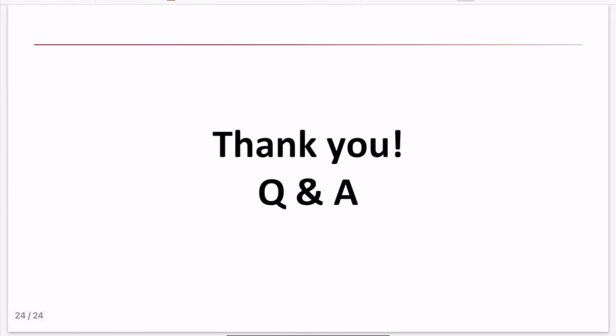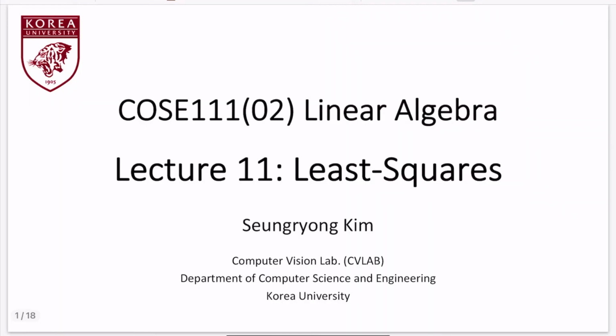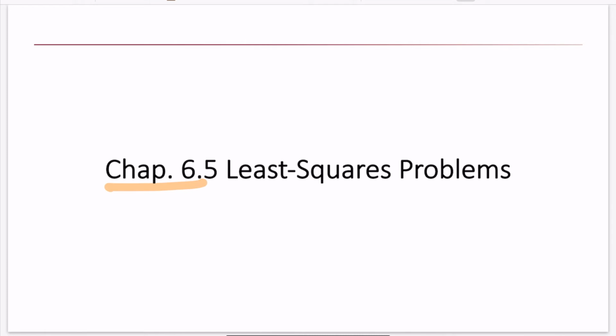Okay, that's it. So this is the end of chapter 6.4. So let's move to lecture note 11, chapter 6.5. In here, this is the least squares problem. So today we will talk about what the least squares solution is and how to use QR factorization to solve this kind of problem.